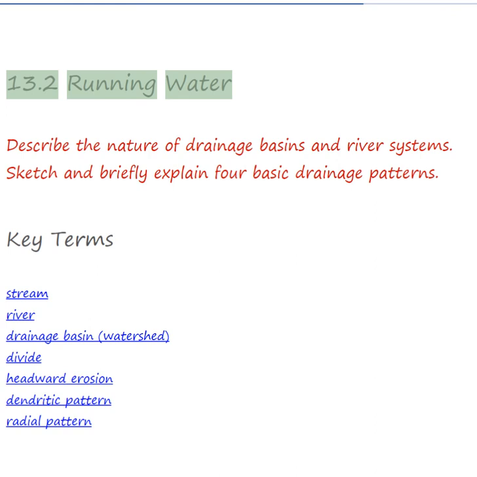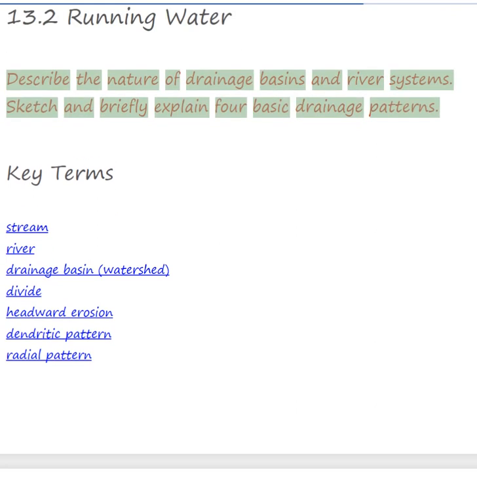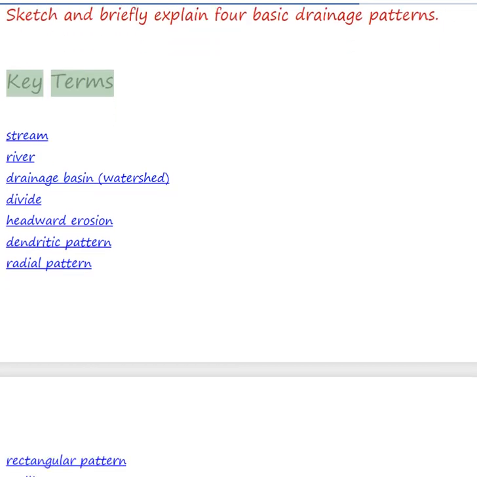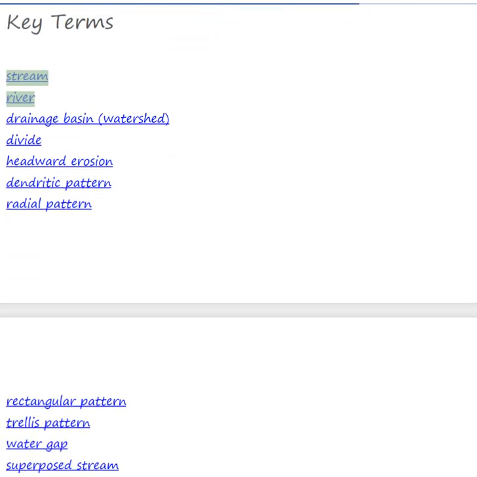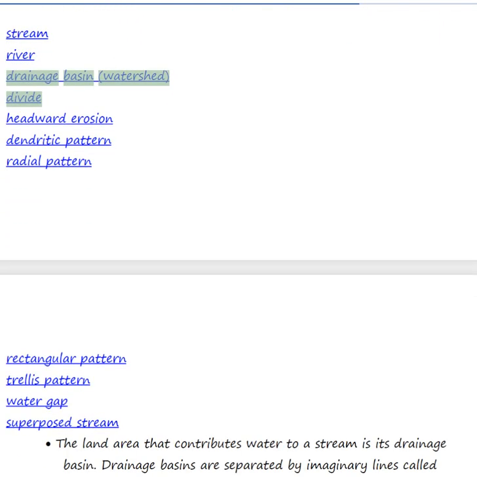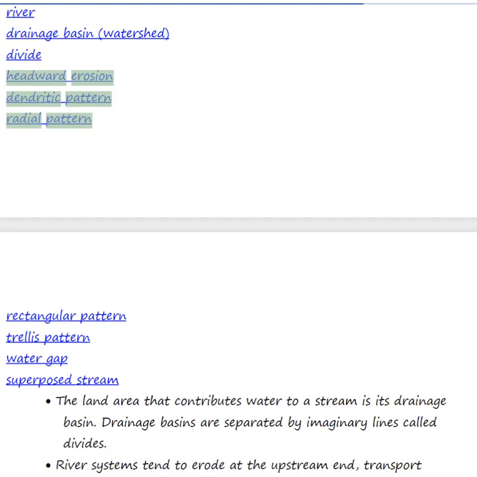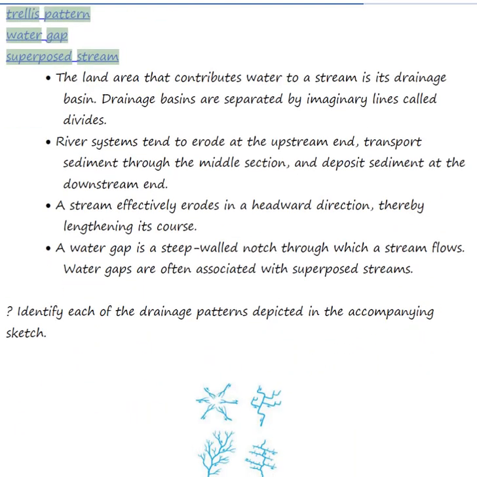13.2 Running water. Describe the nature of drainage basins and river systems. Sketch and briefly explain 4 basic drainage patterns. Key terms. Stream, river. Drainage basin, divide. Headward erosion, dendritic pattern, radial pattern. Rectangular pattern, trellis pattern, water gap, superposed stream.